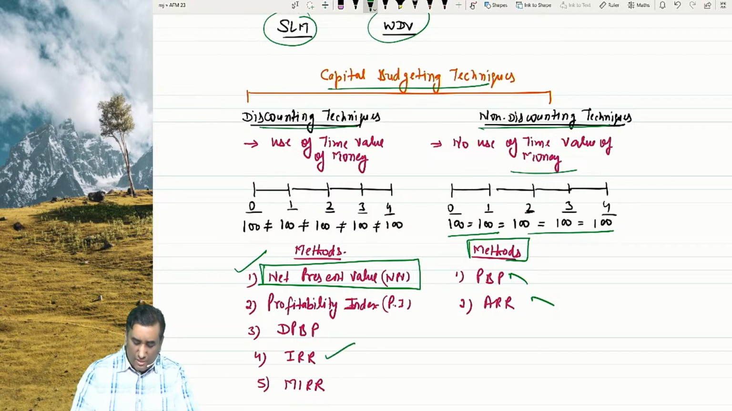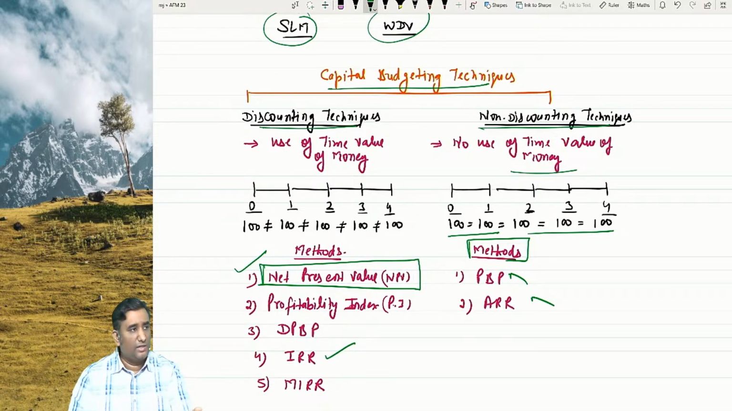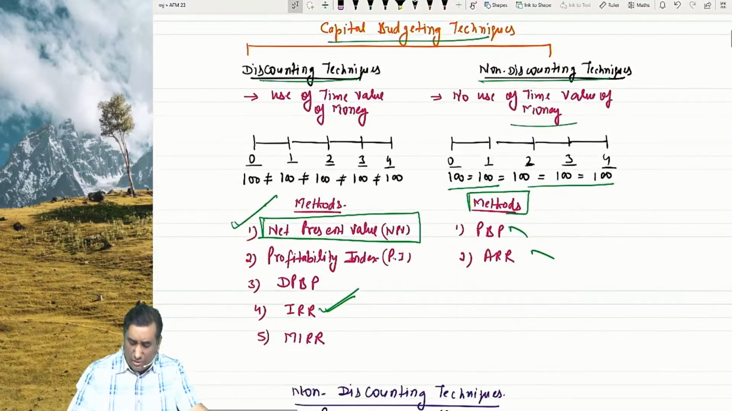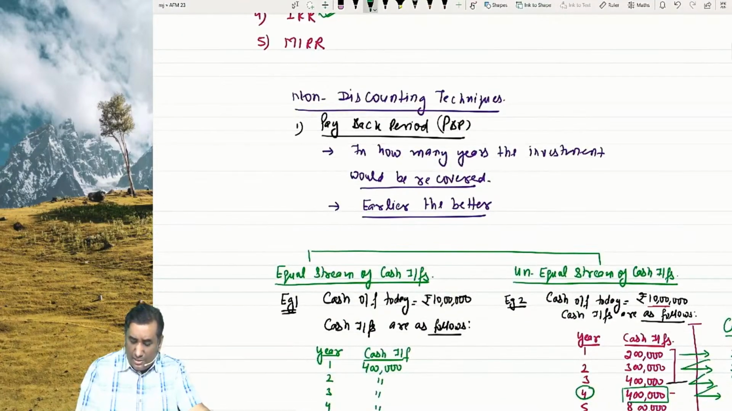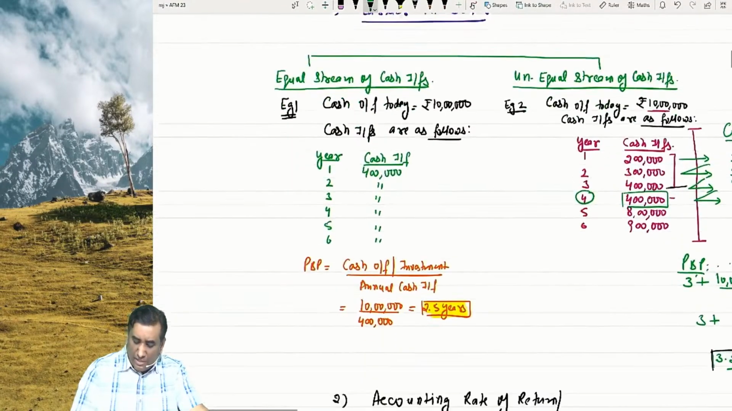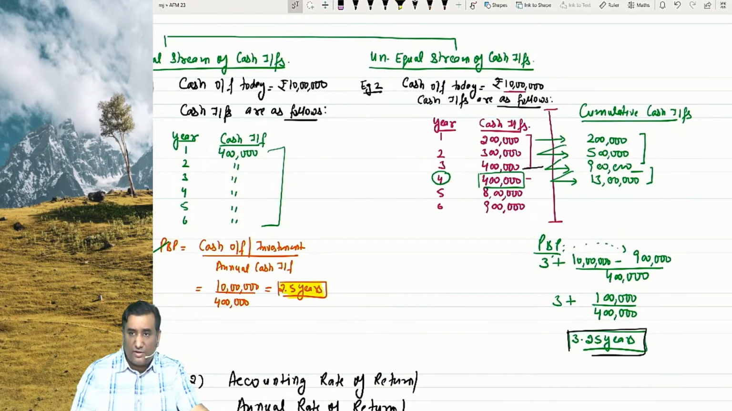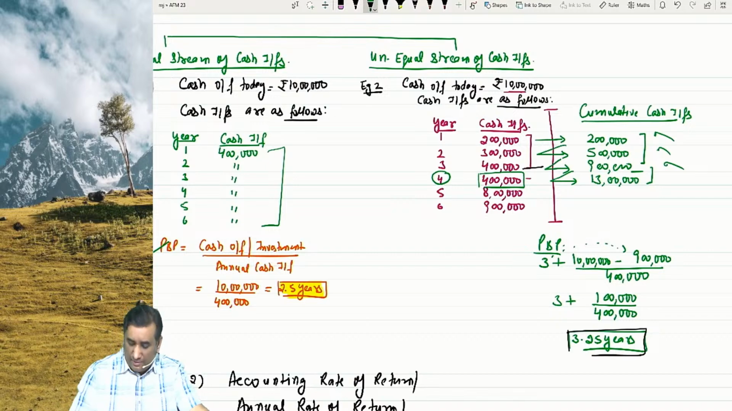Then the second most used method is IRR, internal rate of return. It's the rate of return that you earn. NPV is in the amount term, this is in the return term. Then we have payback period. I've just taken small examples for the normal class purpose. Payback example is how many years your money would recover. If you have the same stream of cash flow, you apply a simple formula. If there is a different stream of cash flows, you do cumulative cash inflows and then accordingly apply the formula.